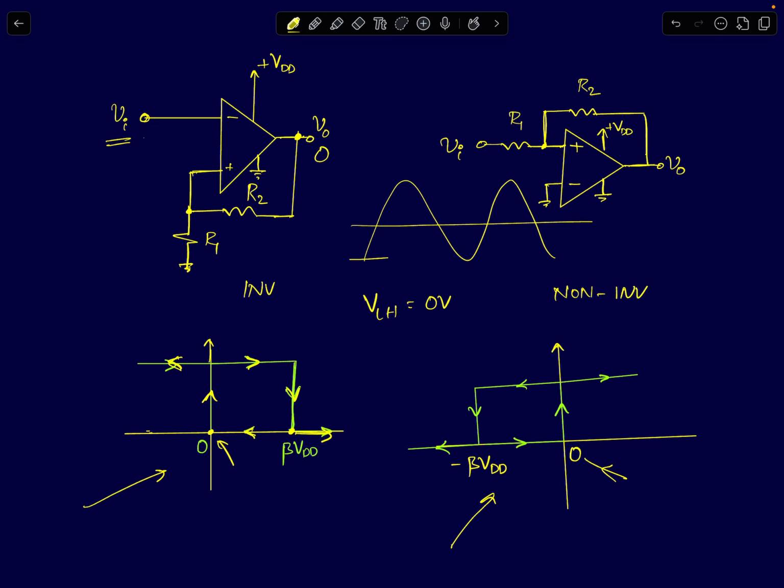That's the assumption under which we will operate, which means both the threshold voltages, whether it's low to high or high to low, should be greater than 0. How do we do that?